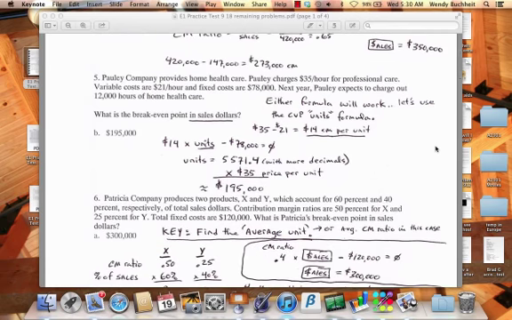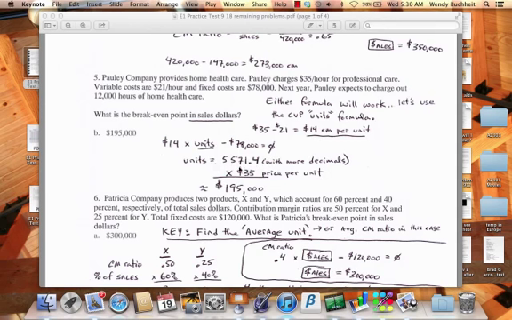You could solve this problem with either formula, right? And so just for variety, we're going to solve it with the second formula, which is contribution margin per unit times units minus fixed cost equals profit. And again, it's break-even, so profit is 0. This one is more intuitive. Price of $35 per hour minus the $21 variable cost is where you get that $14 contribution margin per unit.